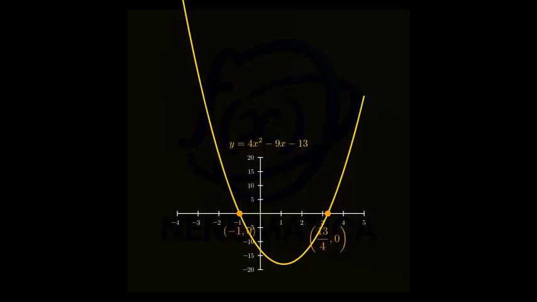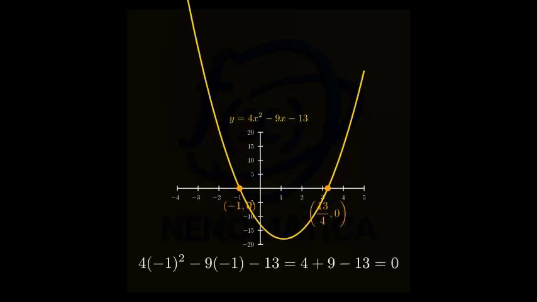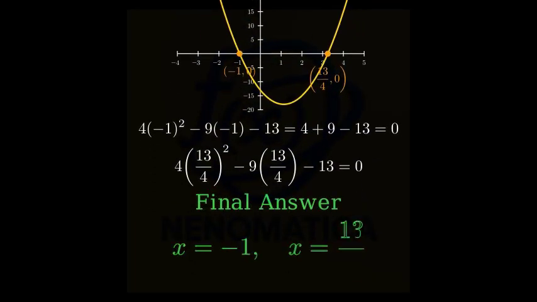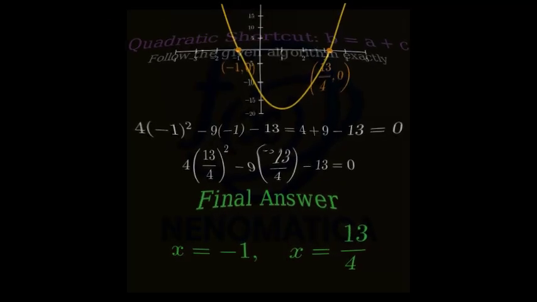A quick check. Substitute x equals negative 1. 4 times 1 minus negative 9 minus 13 equals 0. Substitute x equals 13 over 4. The expression also evaluates to 0. Final result: x equals negative 1, and x equals 13 over 4. This special case, b equals a plus c, can save a lot of time.